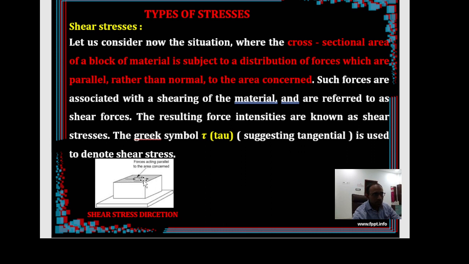Here you can see the forces are acting parallel to the cross sectional area, which is considered this particular area. Then shear stresses. Often this kind of shear stress leads to shearing of the body. It departs the body into pieces.